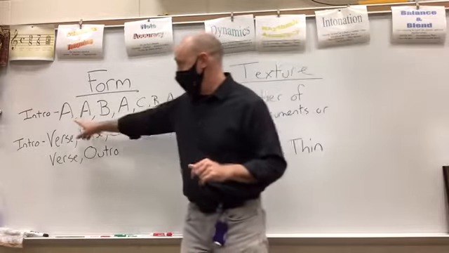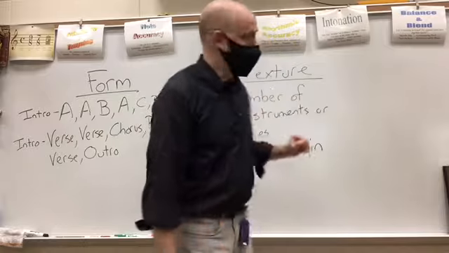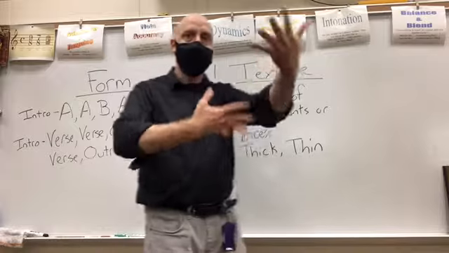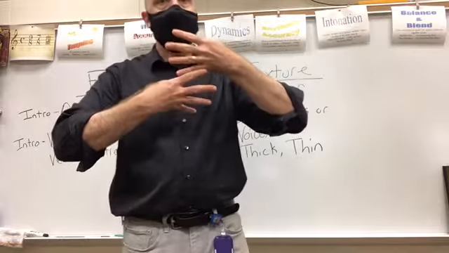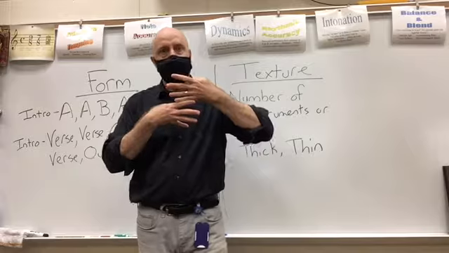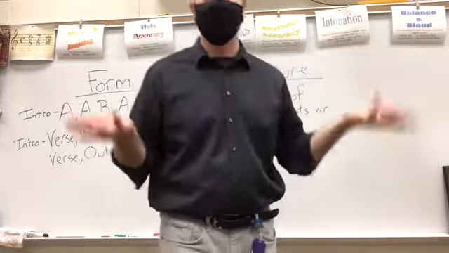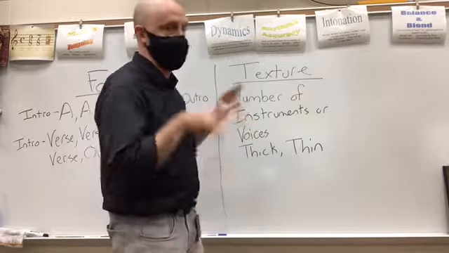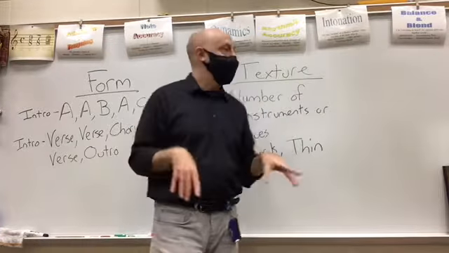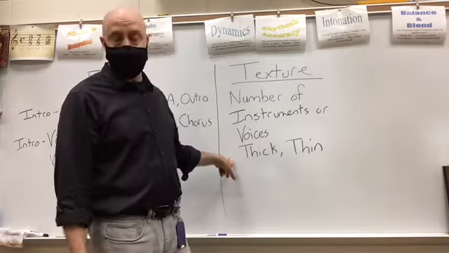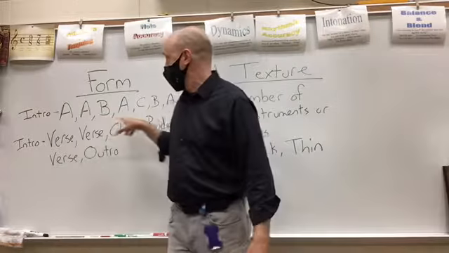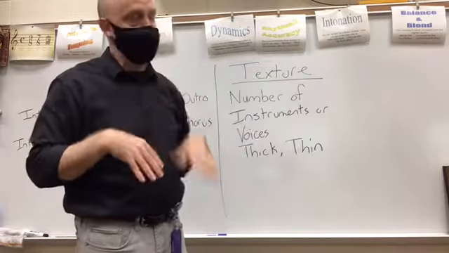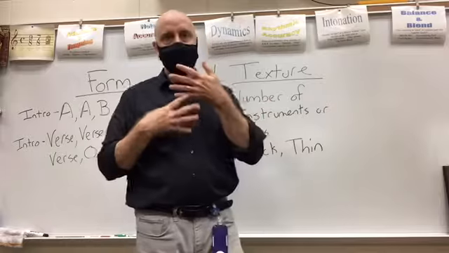Now, oftentimes, the different sections of the form have different textures, okay? And the texture is basically how many instruments are layered on top of each other in different parts of the song. Instruments or voices, right? So "Lean on Me" is a good example. The introduction is just the piano. Then throughout the course of the song, during the different verses and chorus, different instruments are layered on top of them.